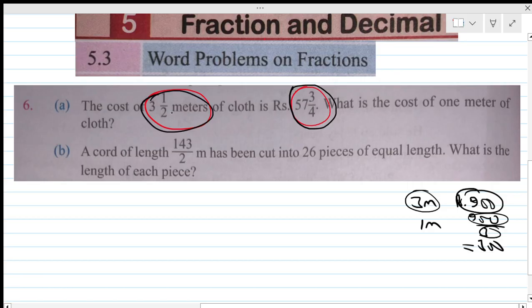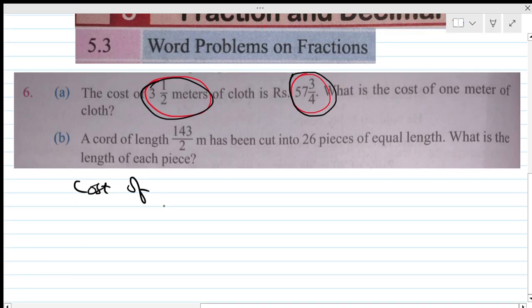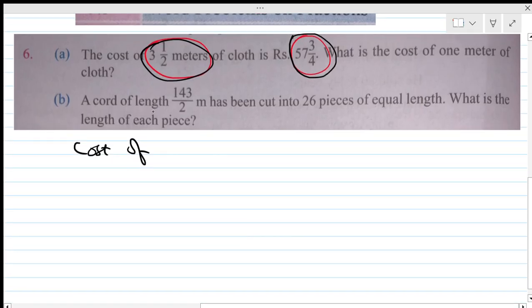So by 3.5 we have to divide it, then we'll get the cost of 1 meter. All right, so let's do the same thing here. So we say here, cost of 3.5 meter, which is given to us. So cost of 3.5 meter of cloth.